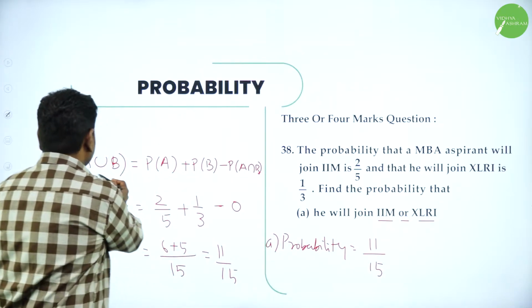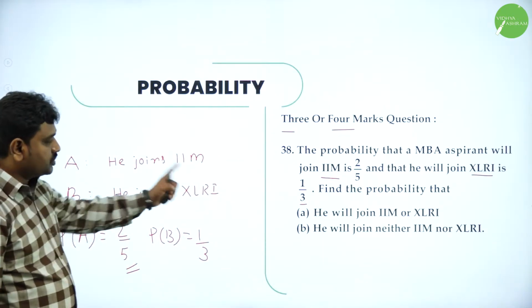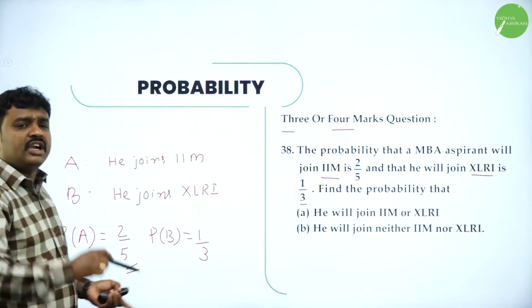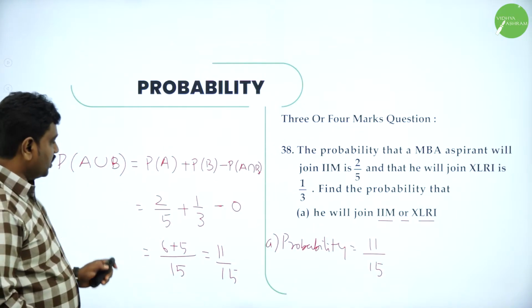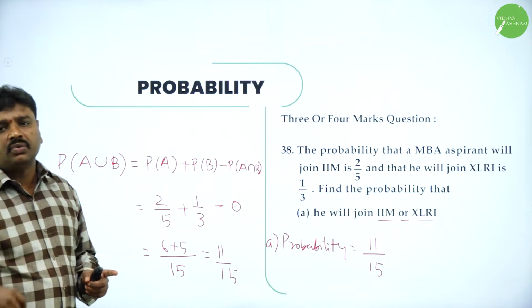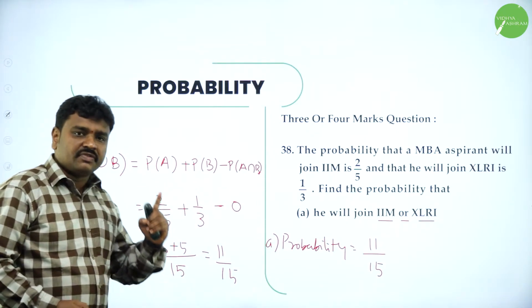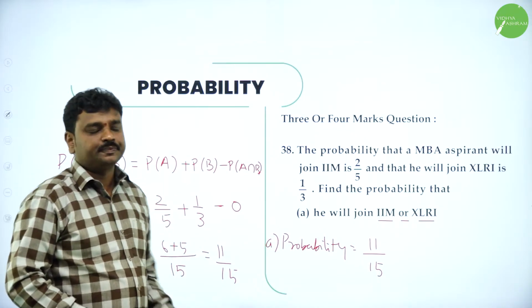Or means what? Union. So we have defined the events. What is event A? He will join IIM. Event B, he will join XLRI. So they want P of A or B. P of A or B means P of A union B. What is P of A union B? P of A plus P of B minus P of A intersection B. Substitute it, you will get the required value.